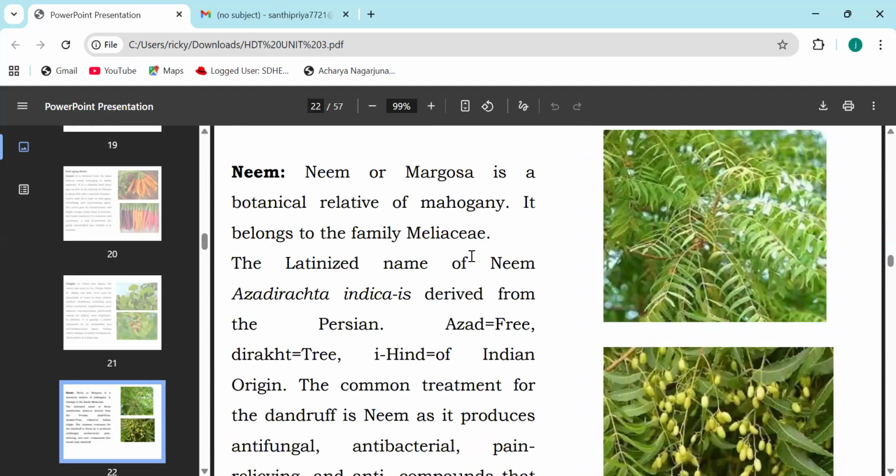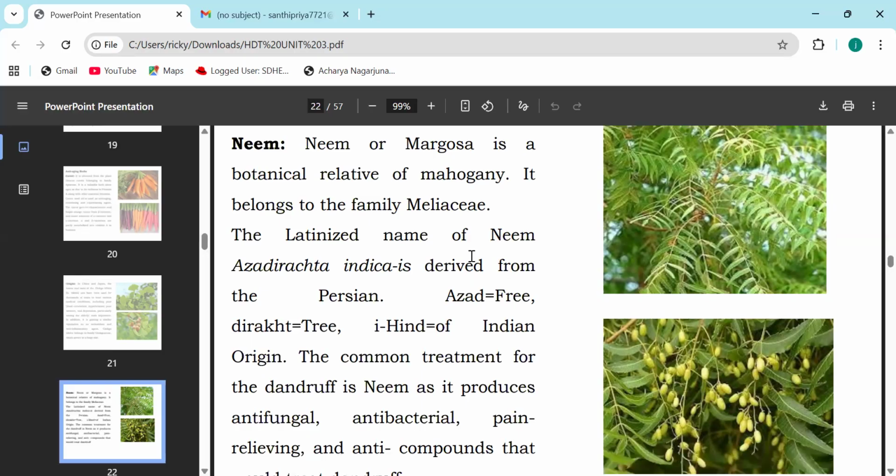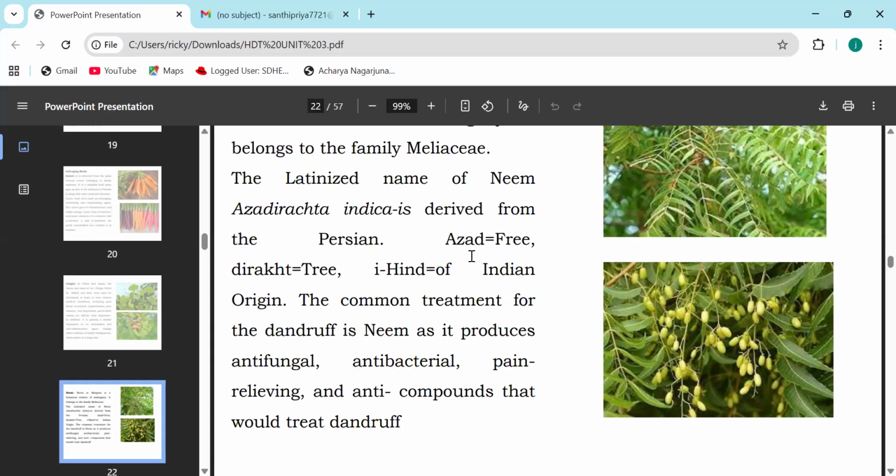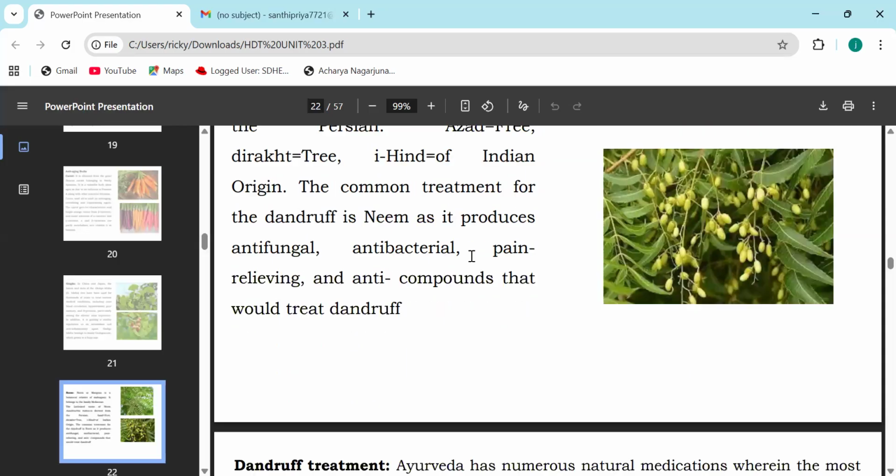And coming to the next one, the herb named neem or margosa, a botanical relative of mahogany, belongs to the family Meliaceae. The Latinized name of neem, Azadirachta indica, is its scientific name, and it is derived from the Persian azad, meaning free, darakht, tree, and i-Hind, of Indian origin. The common treatment of dandruff is neem. It produces antifungal, antibacterial, pain relieving, and anti-inflammatory compounds that would treat dandruff also.